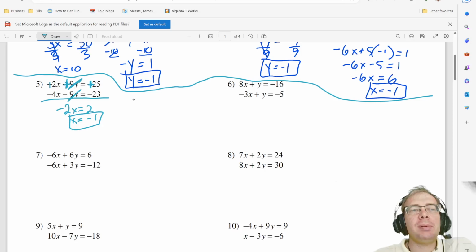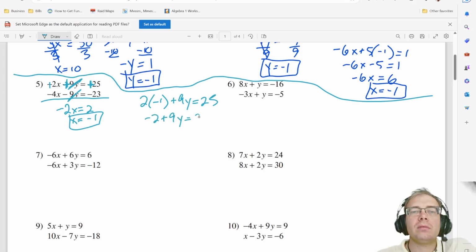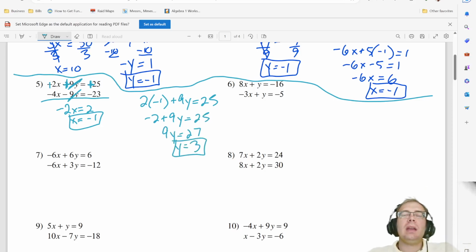All right, then I plug it back in. Plug it in, 2x plus 9y equals 25. -2 plus 9y. I'm going to add 2 to both sides. And then divide both sides by 9. And there we go. All right, x equals -1, y equals 3.